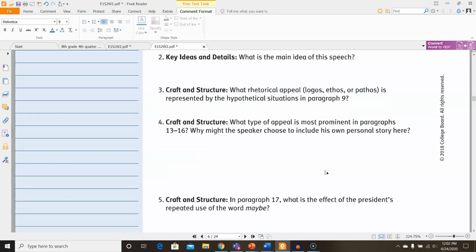For number 4, what type of appeal is most prominent in paragraphs 13 through 16? Why might the speaker choose to include his own personal story here? So you're going to be looking for which of those 3 appeals is the most prominent, meaning stands out the most, in paragraphs 13, 14, 15, and 16. And then explain why the speaker chose to include his own personal story at that point.